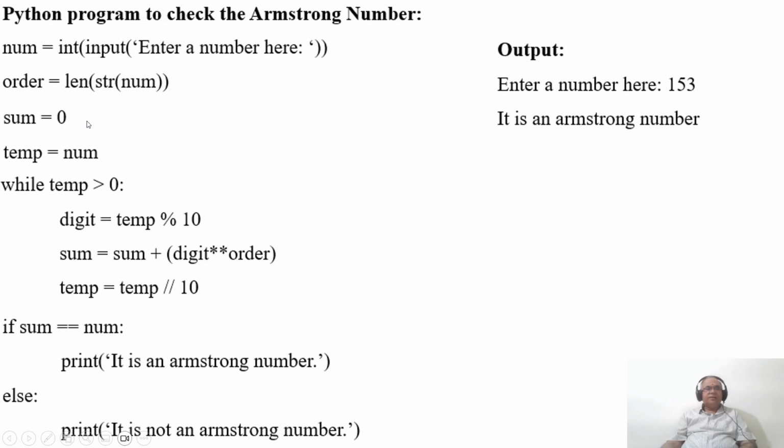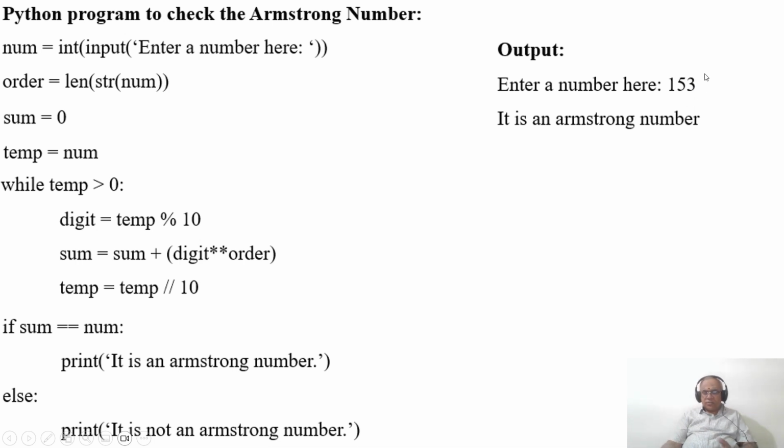Then I take sum equal to 0, that is the initialization. Then I consider temp equal to num. That means I am assigning one more variable, temp, in which I store the number value. The number value is 153, so temp becomes 153. While temp is greater than 0, the condition is true. So what should I do now? I should find the digit first. I want to take the 3 out.